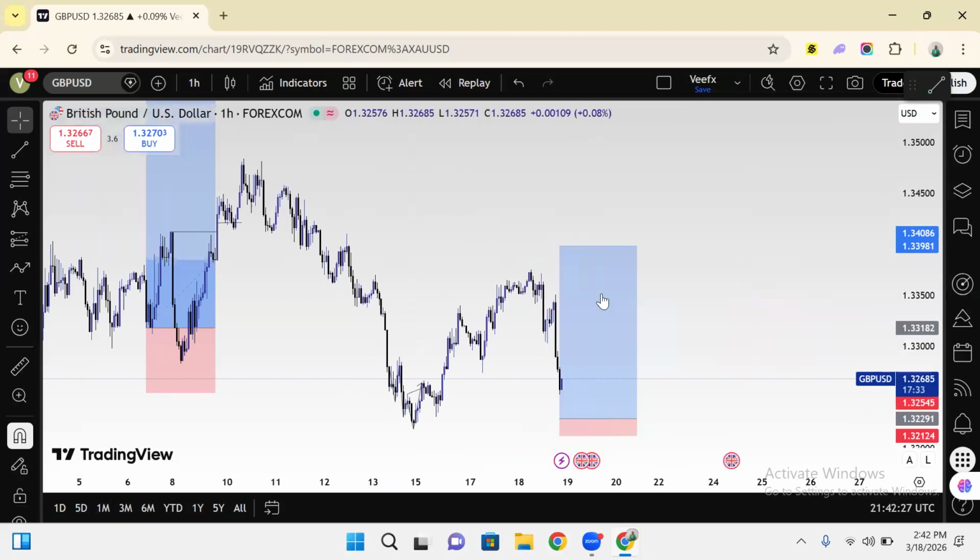So this is what you need to know. You need to know the concept of joining a continuation trend and the concept of taking a reversal.